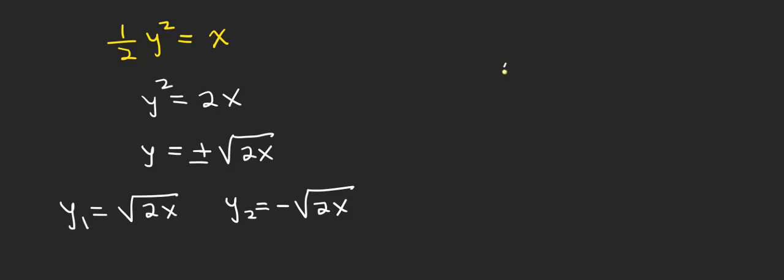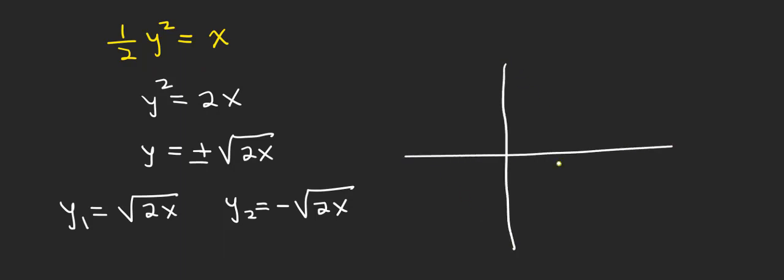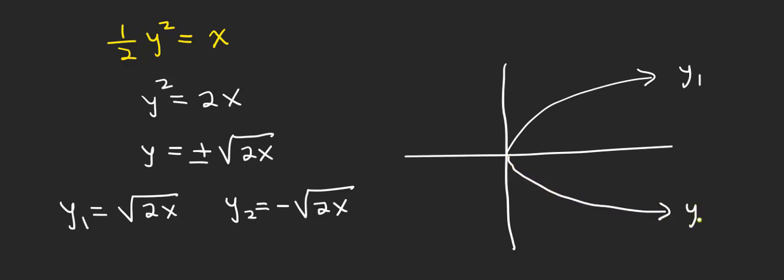So when you do so, y1 will look something like this. You could go ahead and try with your graphing calculator. And then what is y2? It's the opposite of radical 2x, which is going to be this portion right here. That's going to be y2. So it looks like a parabola, but it opens up towards the right. And this is not a function. Notice it does not pass the vertical line test. So this is not a function.